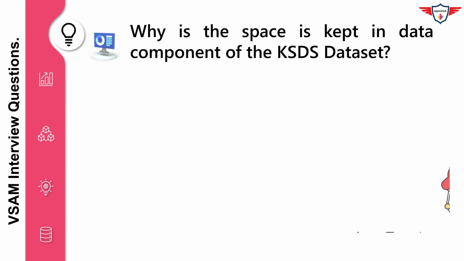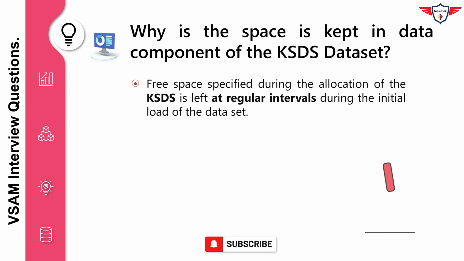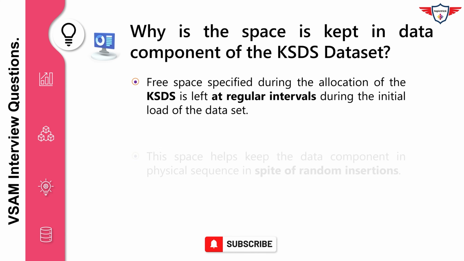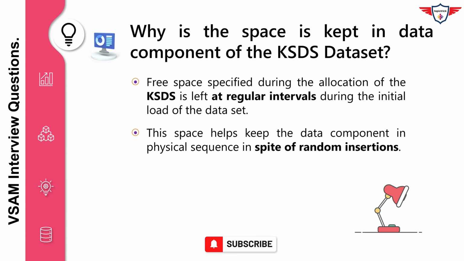Why is the space kept in the data component of the KSDS dataset? Free space specified during the allocation of the KSDS is left at regular intervals during the initial load of the dataset. This space helps keep the data component in physical sequence in spite of random insertions.